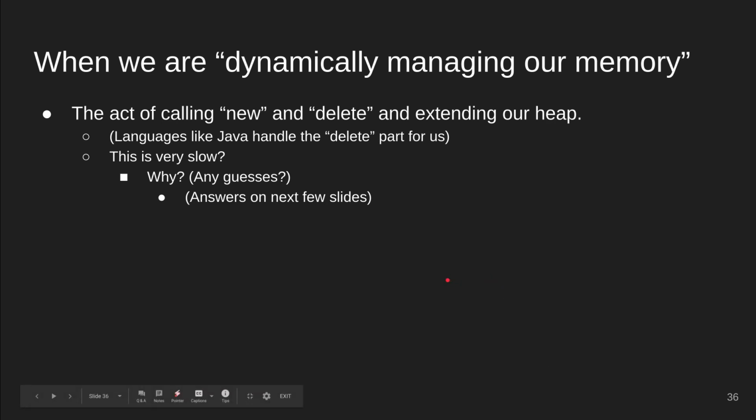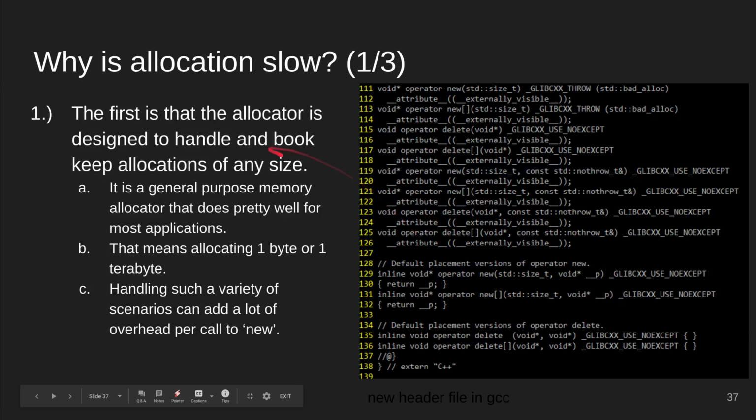If you've paused the video and thought about it for a little bit, the first reason is that the allocator, the new function, is designed to handle and keep allocations of any size. New is what we call a general purpose memory allocator. That means it's going to do pretty well for most applications. So if you're allocating 1 byte at runtime, or 1,000,000, or 727, or just whatever the random increments are, it does a pretty good job at all of those tasks. So it's not very specialized, it's just a general purpose allocator.